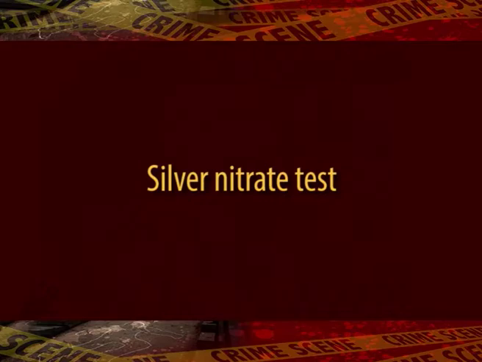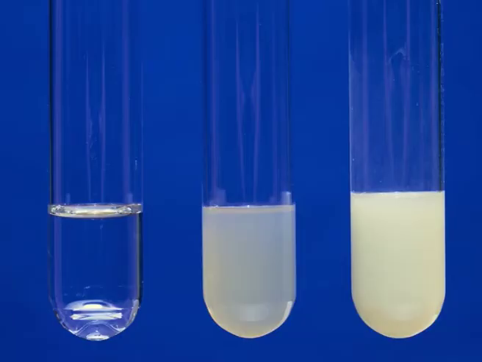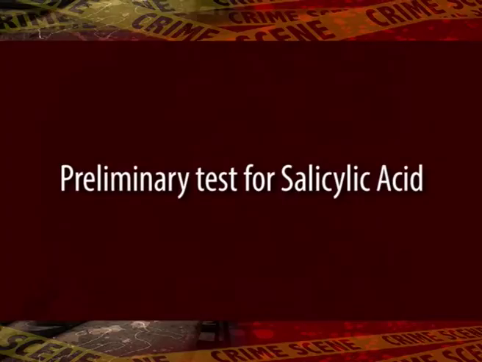Silver nitrate test. A few drops of silver nitrate solution is added to 2 ml of the sample. A curdy white precipitate is obtained which is soluble in ammonia or potassium cyanide and insoluble in strong nitric acid even on boiling. HCN also gives a white precipitate under the same condition, but it is soluble in nitric acid on heating. Preliminary test for salicylic acid.